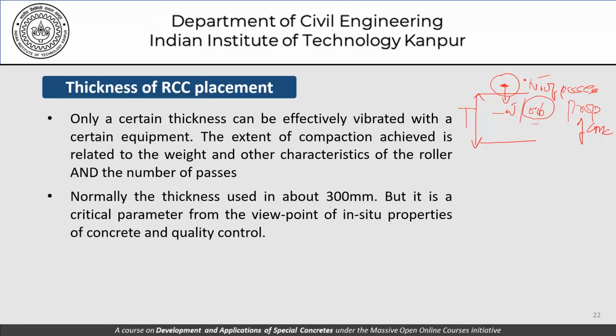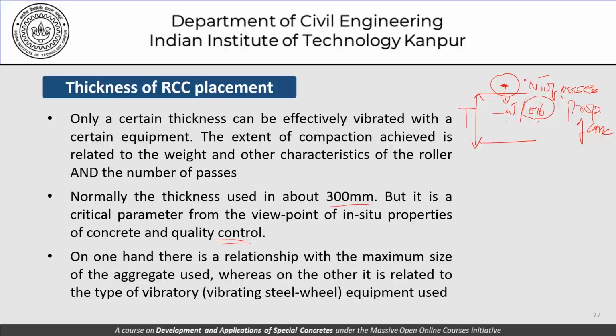Normally the thickness used is about 300 mm, but it's a critical parameter from the point of view of in situ properties of concrete and quality control. On the one hand, there is a relationship with the maximum size of the aggregate used, whereas on the other, it is related to the type of vibratory or vibrating steel wheel equipment which is used.